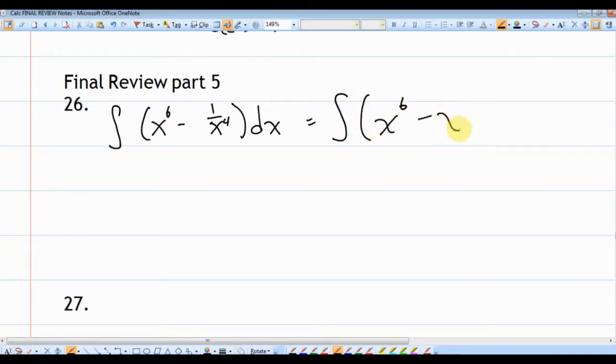We're going to evaluate x to the 6th minus 1 over x to the 4th. One minor thing you want to do is maybe turn these all into exponents. All right, that's equal to 1/7 x to the 7, negative 4 plus 1, negative 3.